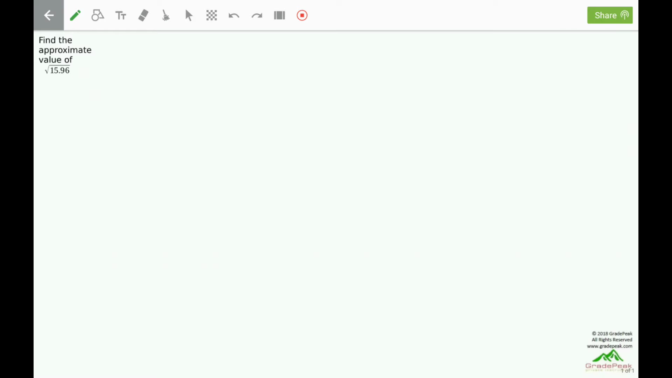Find the approximate value of the square root of 15.96. The first thing to do is identify the x value that is being operated on, and that will be x equals 15.96.